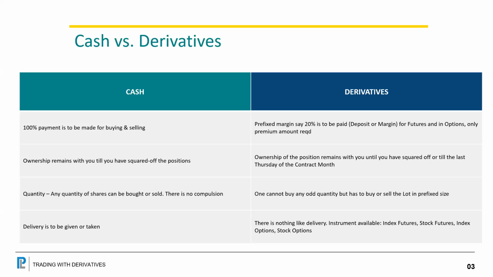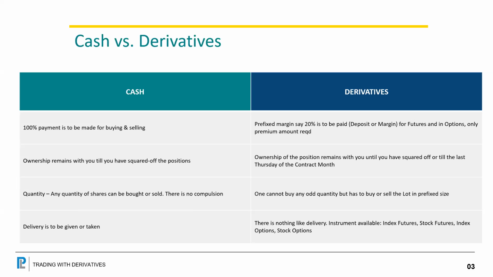In derivatives, we have expiry contract months. I'm sure everybody must have heard about expiry contracts. So in derivatives, you have a monthly contract, and there is an expiry of this contract. That expiry happens on the last Thursday of the month. So in that case, the ownership lies with you till that expiry, the last Thursday of the month, or till you square off the positions.